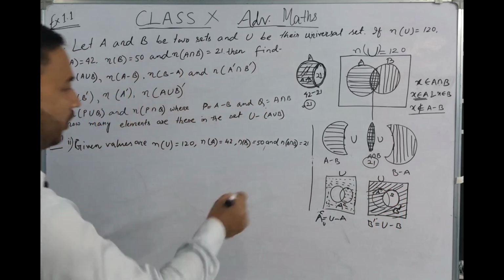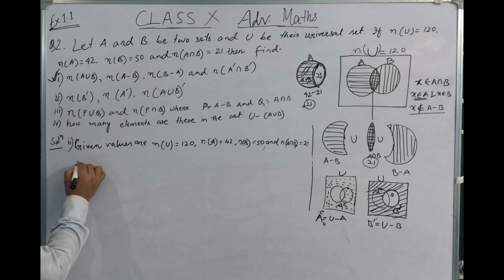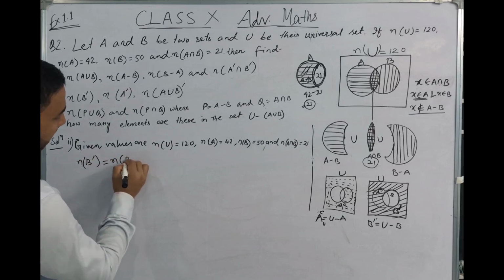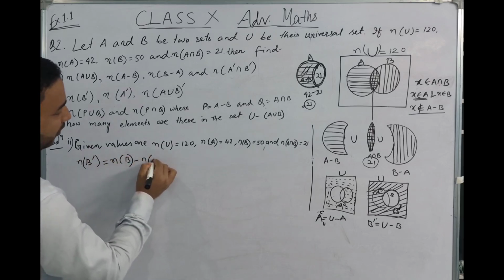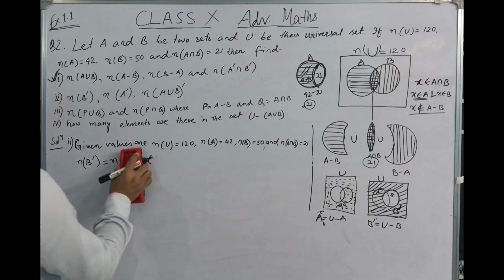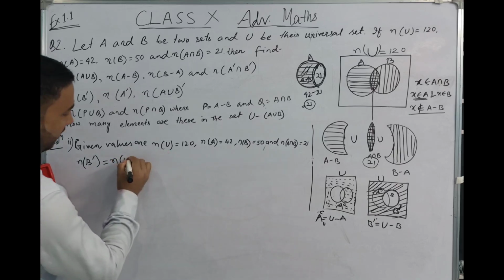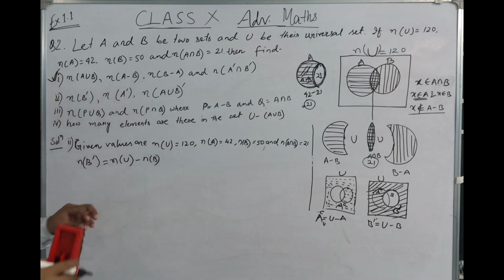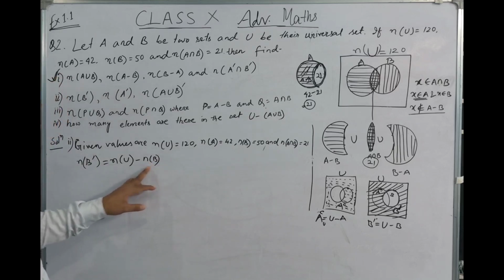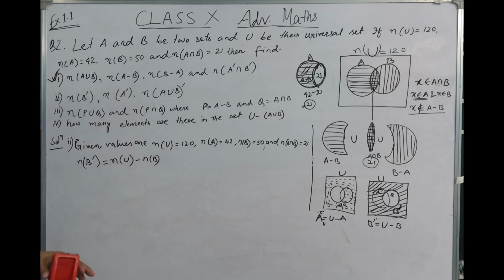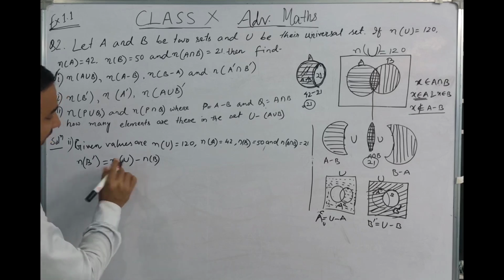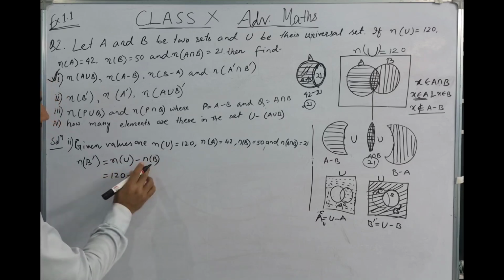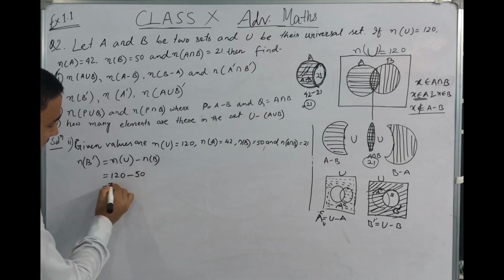So number of B complement will be number of U minus number of B. You have to subtract the number of elements of the set B from the number of elements of the set U, the universal set. These are the given values to us. So we will put 120 minus B. B is equal to 50. It is equal to 70.